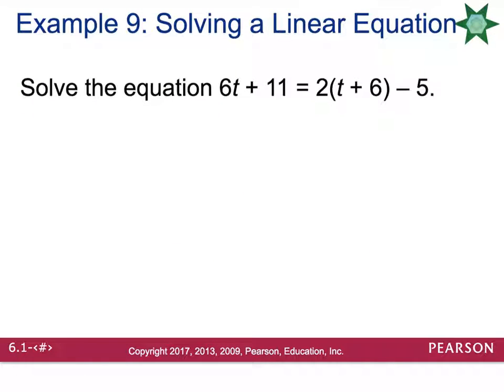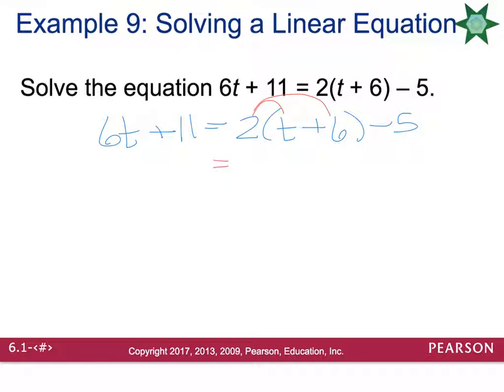Let's take it up a step. So you have 6t plus 11 equals 2 times the quantity t plus 6, minus 5. So if you're doing your 5-step procedure, you would first look for fractions, which you do not have. Then you would look for parentheses. Parentheses are bad, so we would need to eliminate the parentheses by using the distributive property, which just means you multiply each number inside the parentheses by what's on the outside. Notice I did not multiply the minus 5 because it is not in the parentheses.